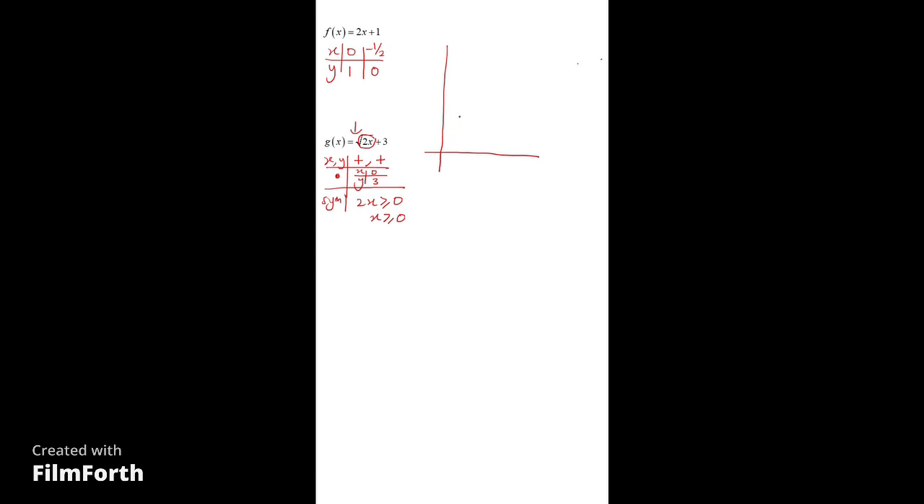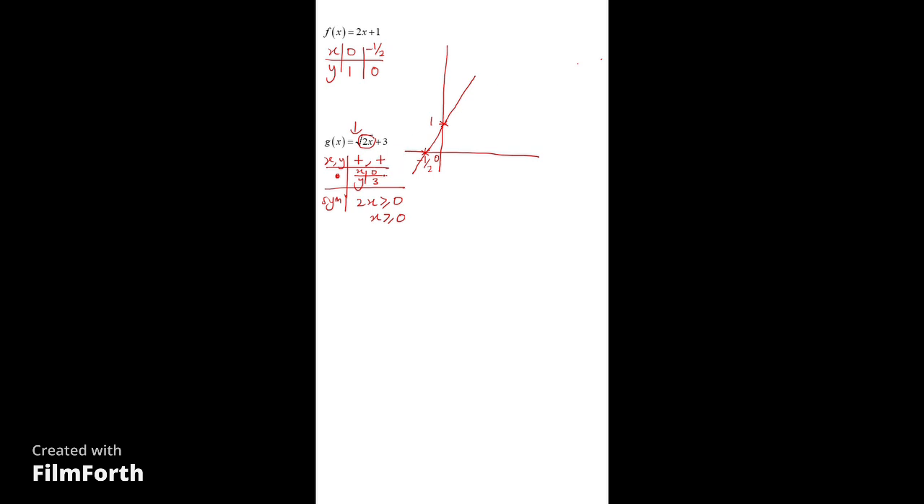For the linear function, we plot when x is 0, y is 1. When y is 0, x is negative 1 over 2. And then you join the 2 points here, and draw a straight line.